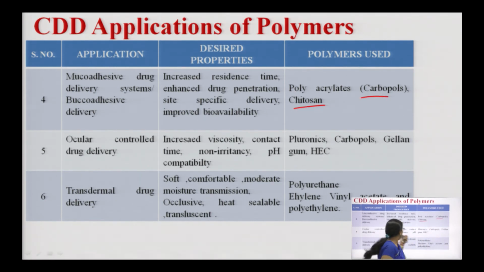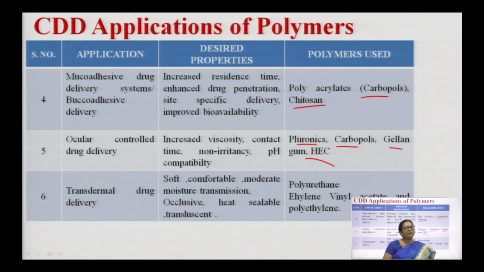Then we have ocular controlled drug delivery system. Here we desire increased viscosity of the preparation, increased contact time. The polymer should be non-irritant and it should be pH compatible. These polymers are commonly used for ophthalmic preparations: Pluronics, carbopols and gellan gum.